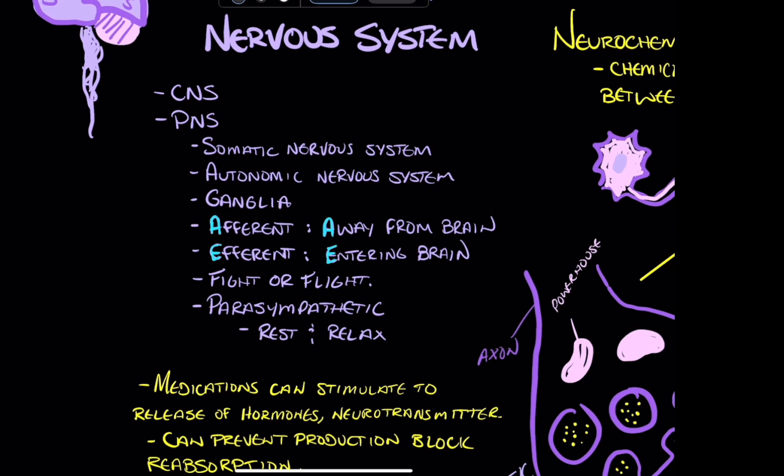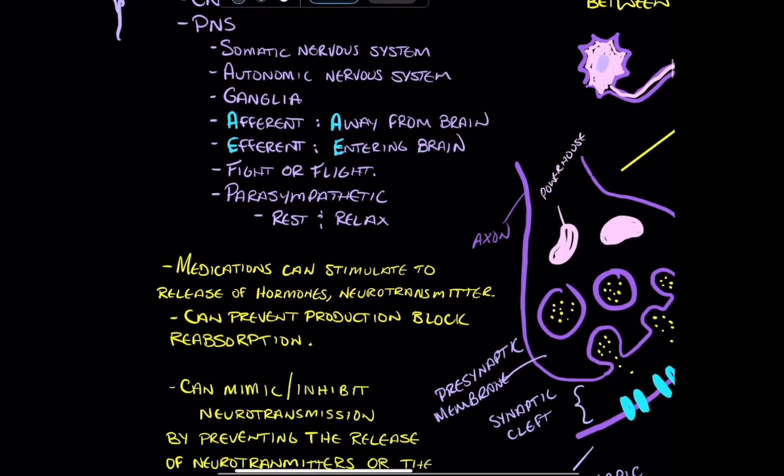Remember, we have afferent and efferent nerves. I've written it in a way that works in my head to remember them. Afferent is away from the brain, efferent is coming back or entering the brain. Your peripheral nervous system has your fight or flight response, and also your parasympathetic, rest and relax responses as well.